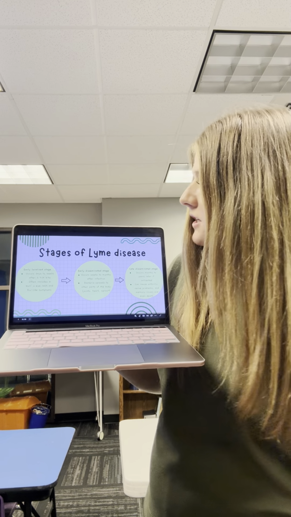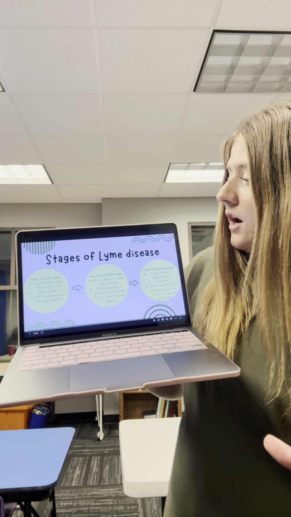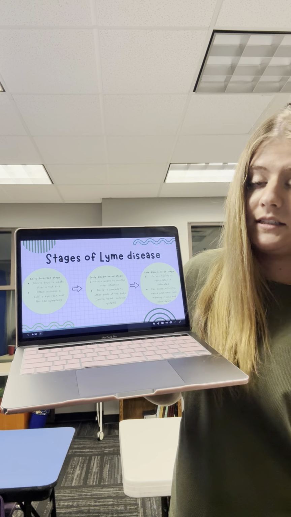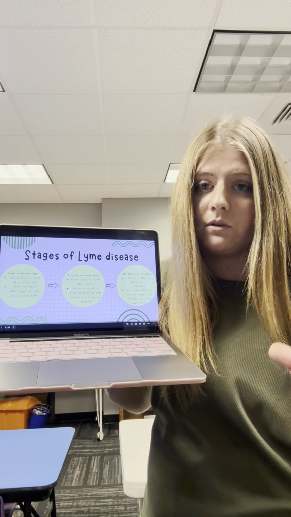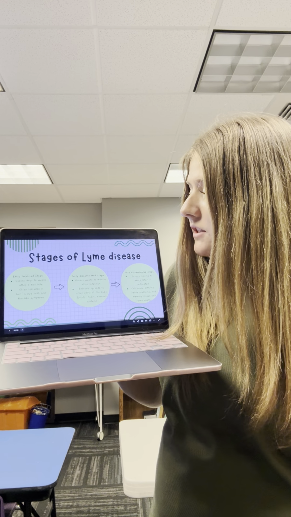All right, stages of Lyme disease. So there are 3 stages that I'd like to talk about today. Our first one is our early localized stage. So this is during Lyme disease when you first interact with a tick. This could be anywhere between a couple days to a week.